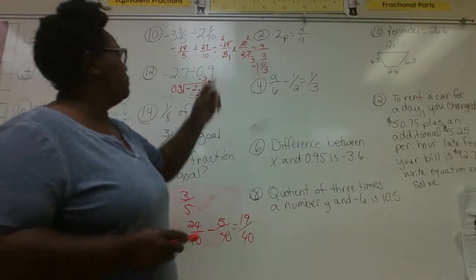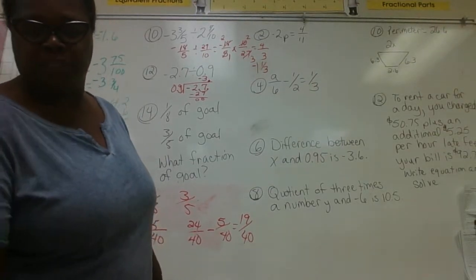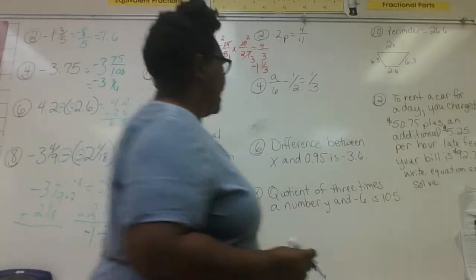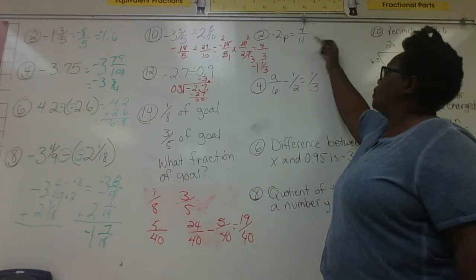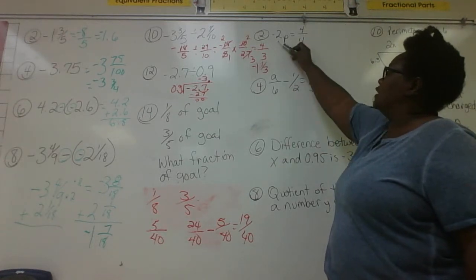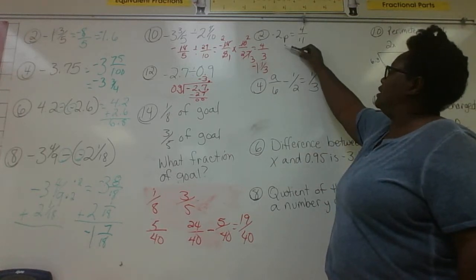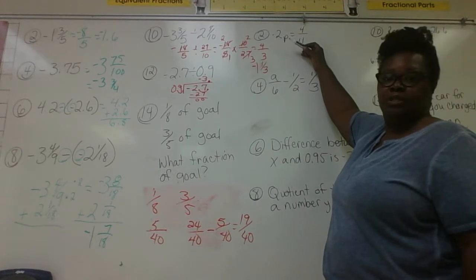Okay, let's look up here at number 2 for section 2.6. They're asking you, who's in P's house? You want to isolate P. -2 is in P's house. What is it trying to do? It wants to be multiplied, so you do the opposite, which would be to divide.